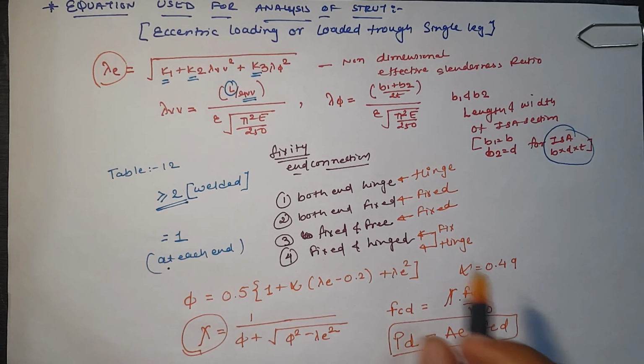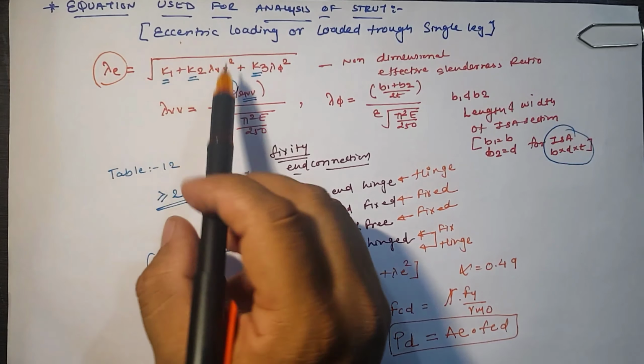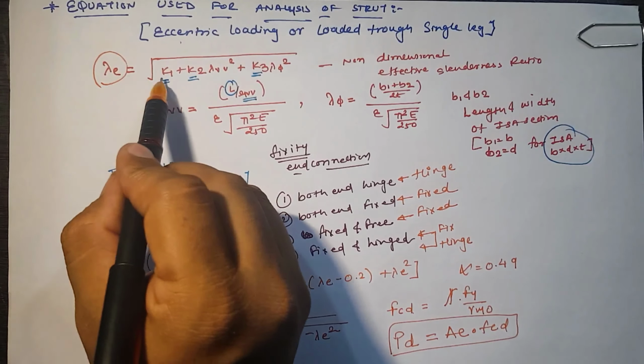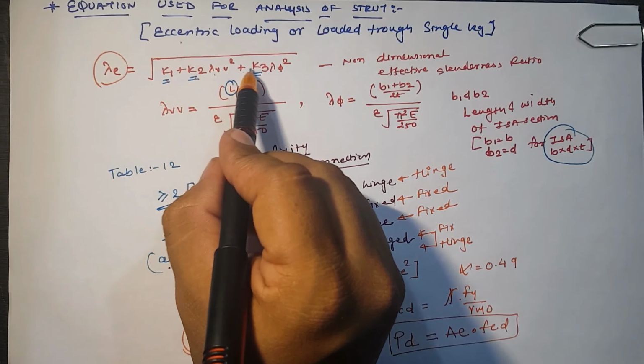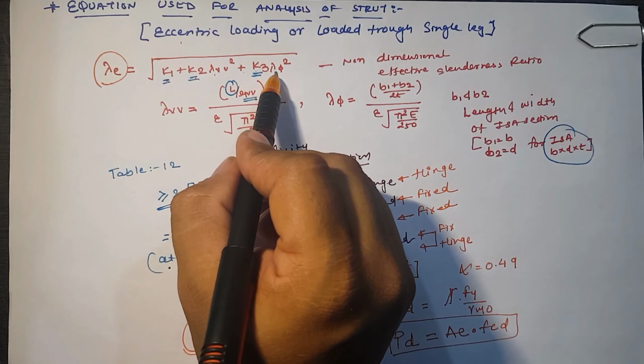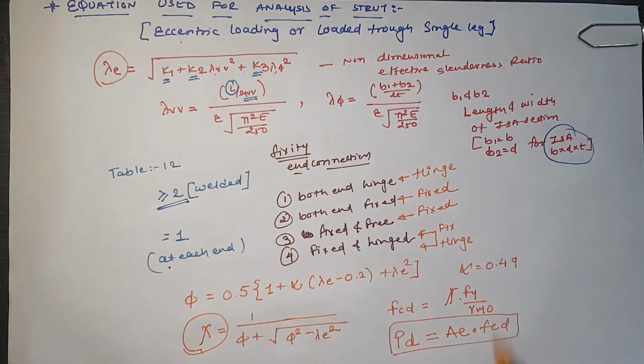It means that if we have eccentric loading, then we have to use lambda E as the square root of K1 plus K2 lambda VV square plus K3 lambda phi square, from page number 48.